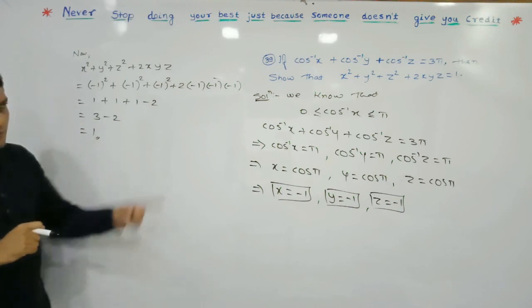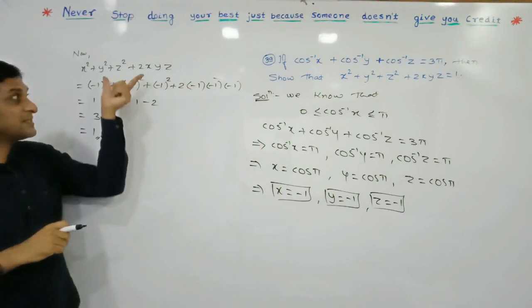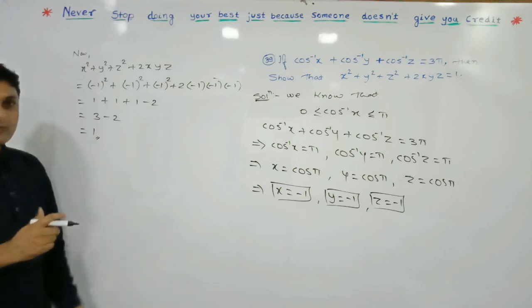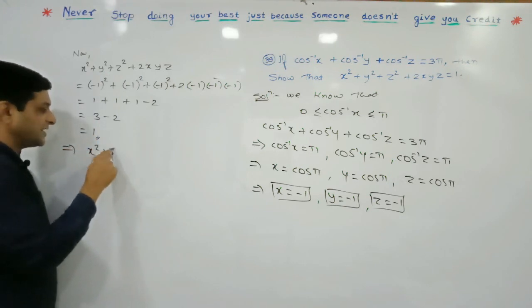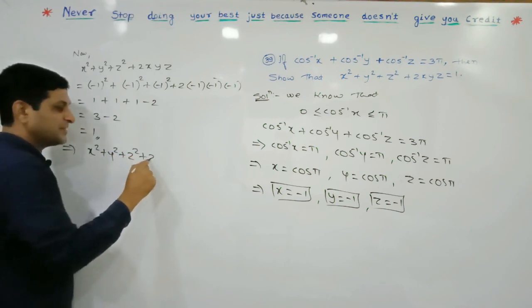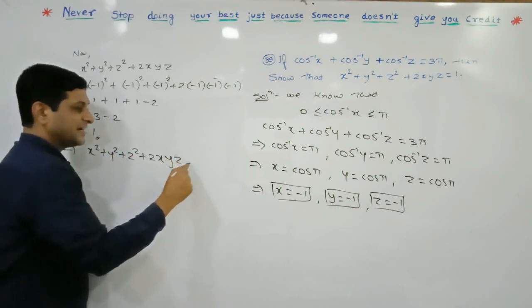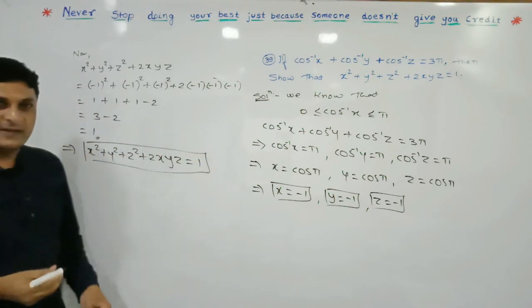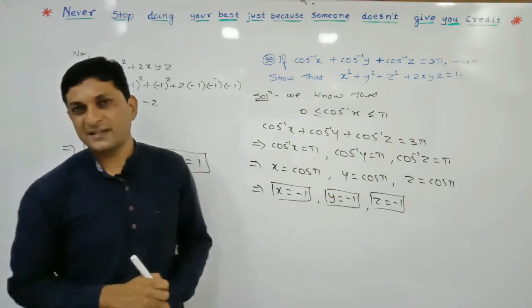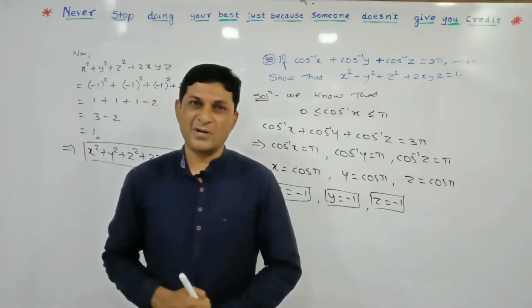In this way, we have got our required result. Considering the left hand side, we have shown that its value is equal to the right hand side. So this implies that x square plus y square plus z square plus 2xyz is equal to 1. In this way, we have completed this miscellaneous exercise, means indirectly we can say that we have completed this chapter.